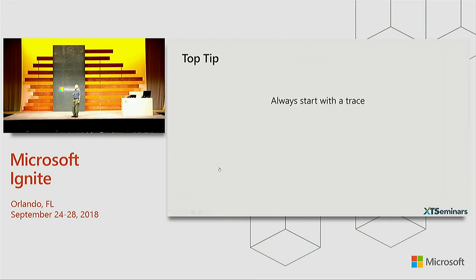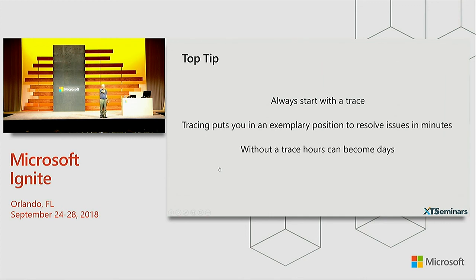Top tip: always start with a trace. Tracing puts you in a really superb position to resolve issues in minutes. Without a trace, it's an hour before you know it, and you haven't fixed it the next day yet. But a trace will just give you the answer like that. So do get yourself in a position where you can have back channel tracing as well. With back channel tracing and front channel tracing, you're in a very, very powerful position to actually authenticate.